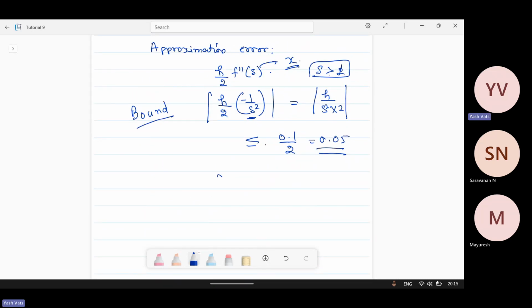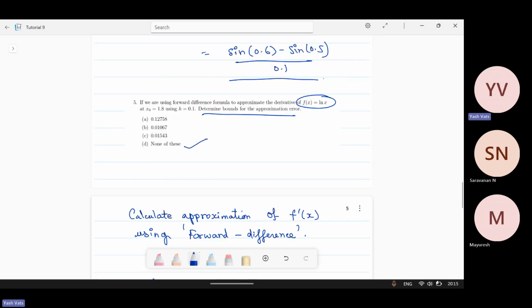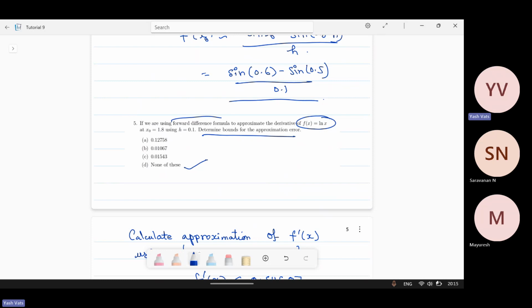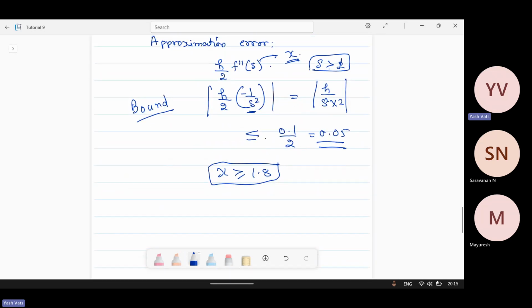So ideally you should take x greater than or equal to 1.8, because the question is saying you just use the forward difference approximation. You don't know the value before x, before x equal to 1.8. You don't know the value of f(x) there. So just take the interval to be x greater than or equal to 1.8, then s should be greater than or equal to 1.8, and it should be less than or equal to 1 by 1.8 square, right? Should be divided by.